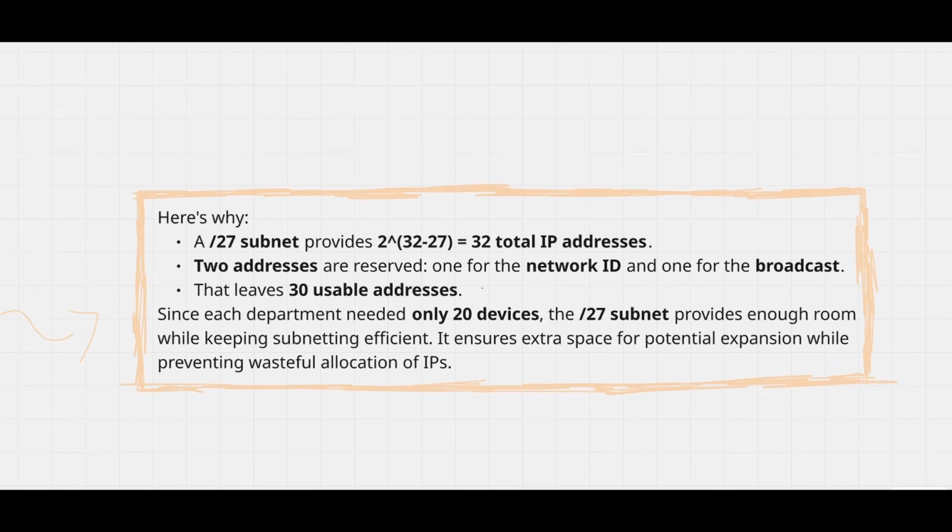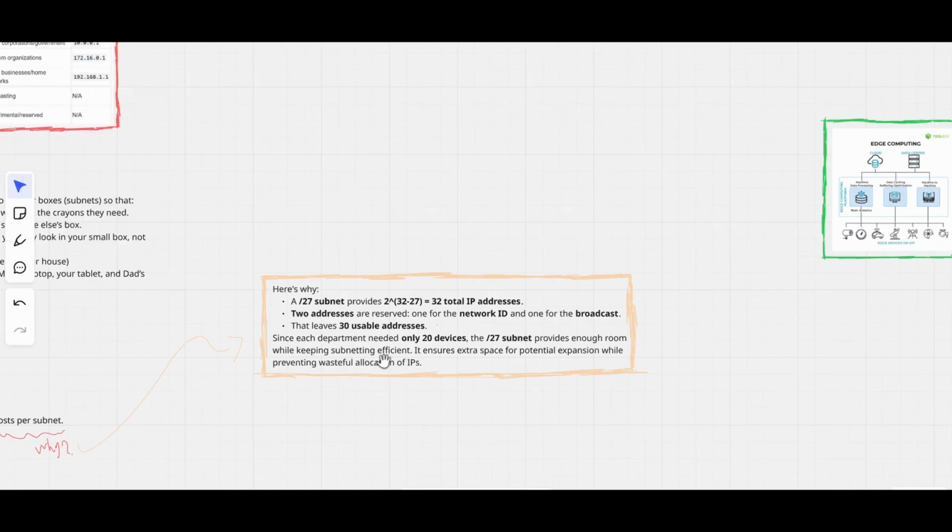A /27 subnet provides 32 total IP addresses. 2 addresses are reserved, one for the network ID and one for the broadcast. That leaves 30 usable addresses. Since each department needs only 20 devices, the /27 subnet provides enough room while keeping subnetting efficient. It ensures extra space for potential expansion while preventing wasteful allocation of IPs.